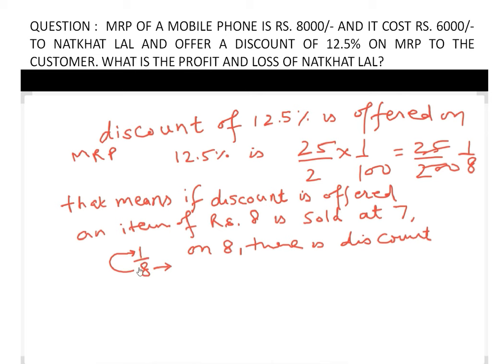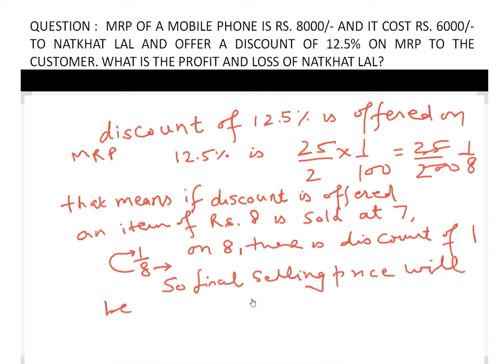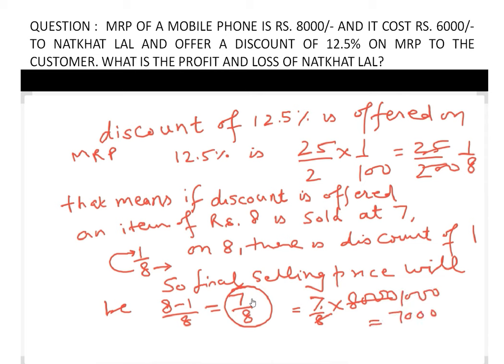So on an item where MRP is 8, there is a discount of 1 rupee. So the final selling price will be 8 minus 1 upon 8. That will come out to be 7 by 8. And here MRP is 8,000. So the selling price will come out to be 7,000.